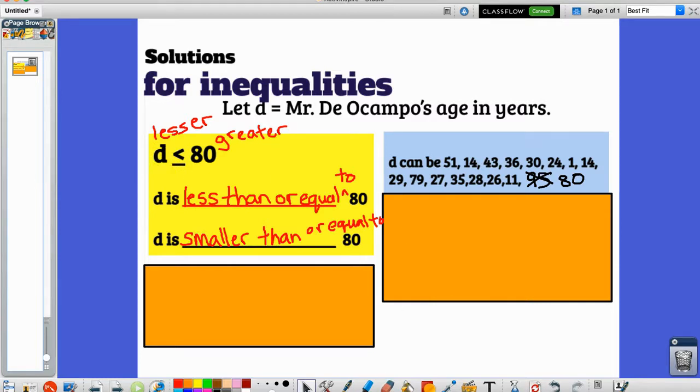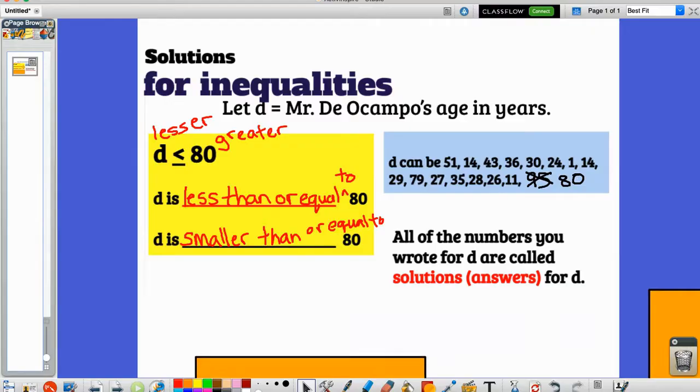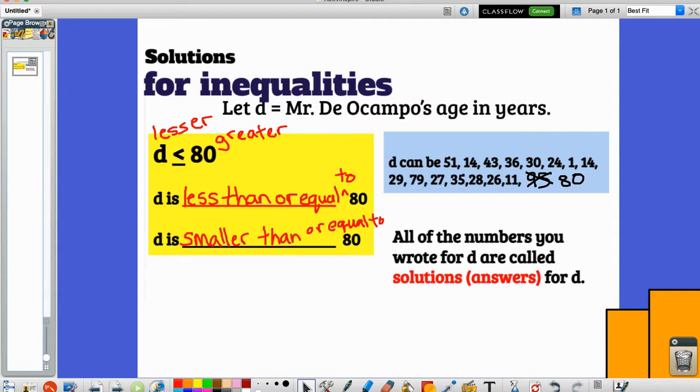And there's a special name for all these numbers here, okay? All of these numbers that we wrote for D are called solutions. And solutions is just a fancy word for answers. So all of the numbers that we wrote for D are called solutions or answers for the letter D. And this idea of solutions comes up different times in math.